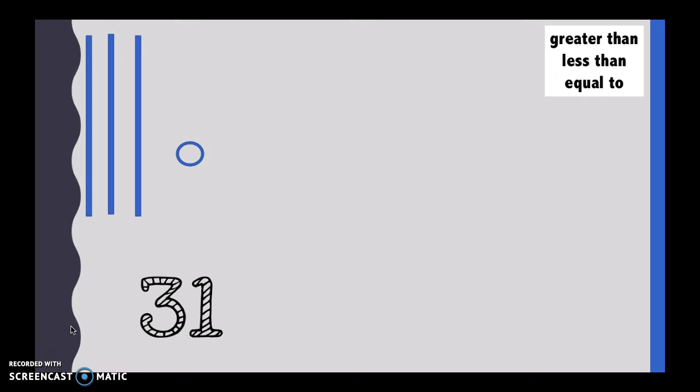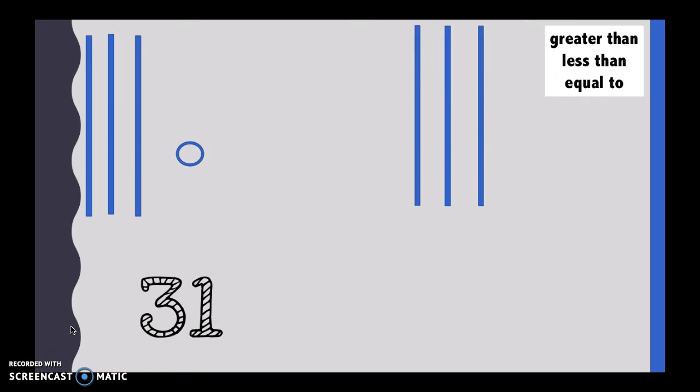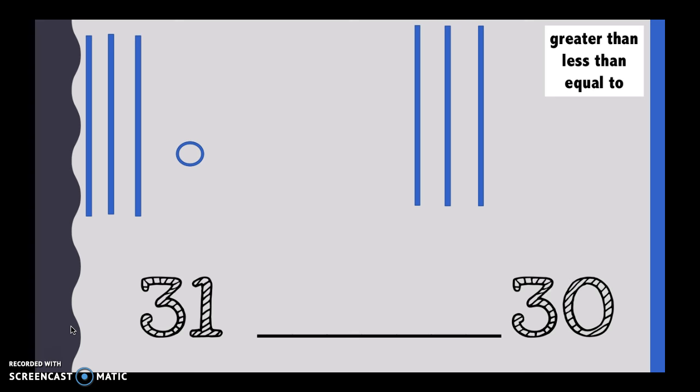Perfect. All right, now here's our other picture. There were 3 10s, we have 30. We need to draw our line right in the middle so that we can have our good describing words go there. So it says 31 blank 30. Remember, we read from left all the way to right. So you're either going to say 31 is greater than 30, less than 30, or equal to 30. Go ahead and write in your answer using those good words, spell them correctly, and then press play when you're ready to check yourself.